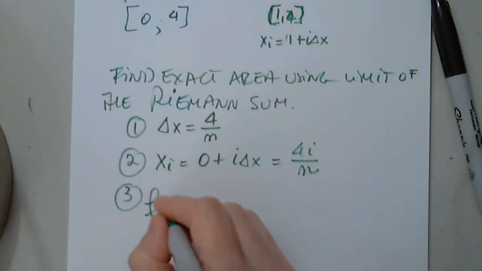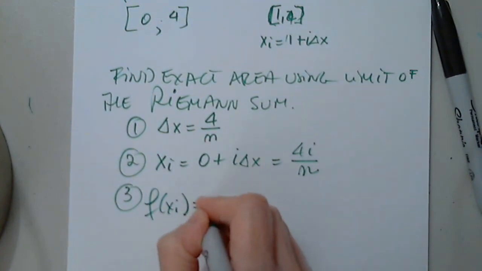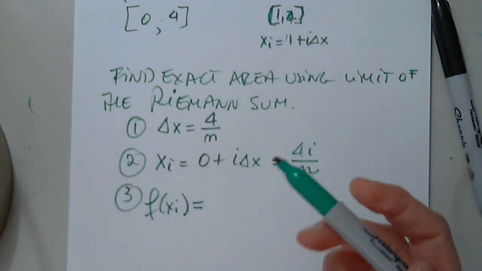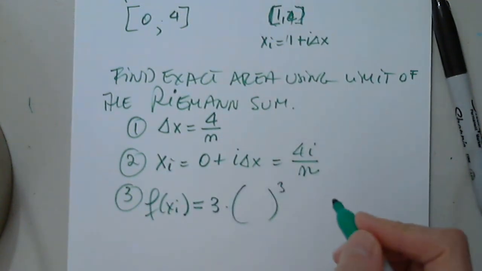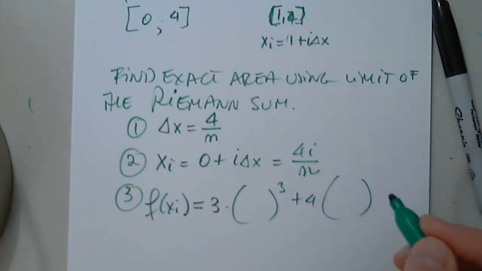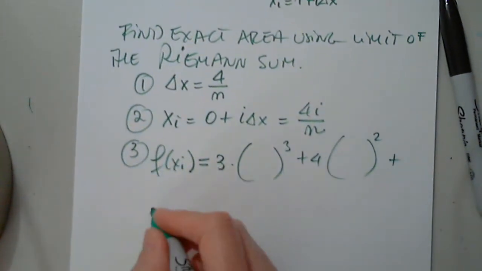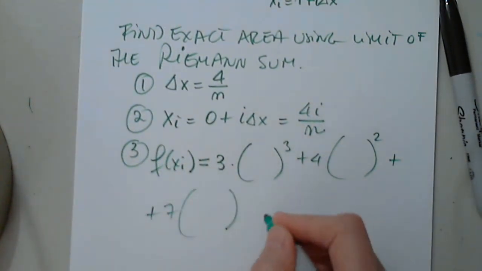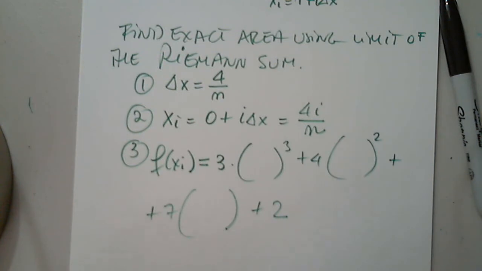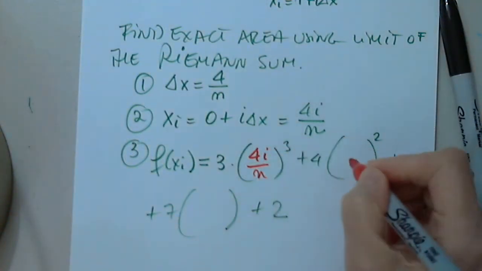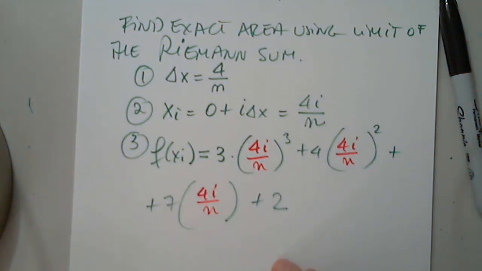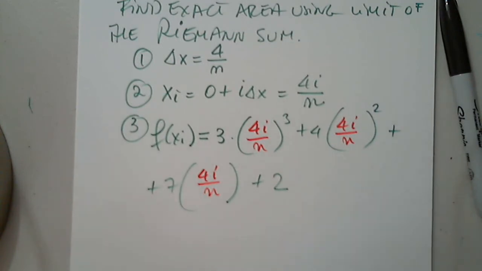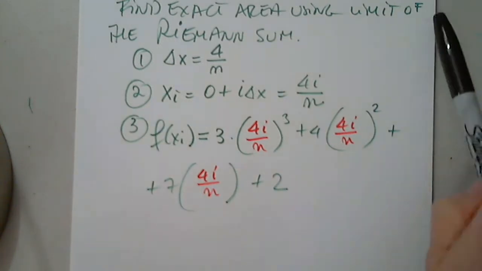And the last one has to be f of xi. So I'm looking at f of x, so I have 3 times xi to the third plus 4 times xi squared plus 7 times xi and plus 2. So don't forget to plug in the 4i over n. We have to simplify this to the fullest and then take it from there.